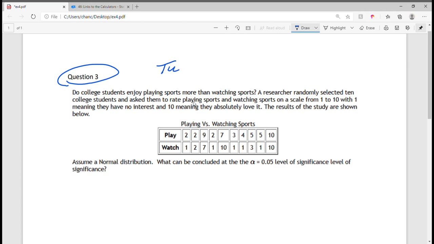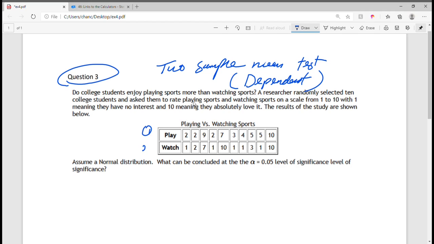This must be a 2-sample mean test that is dependent. Now I know this is a 2-sample test because we have 2 groups, group 1 and group 2. This also must be dependent because we're talking about the same 10 individuals. We asked them 2 different questions, and so this is a dependent test.